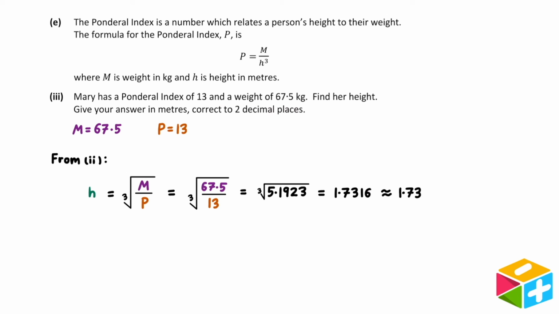Rounded to 2 decimal places, we found that h is equal to 1.73. H represents the height in meters, so our unit here is meters. So our final answer is that Mary's height is 1.73 meters.